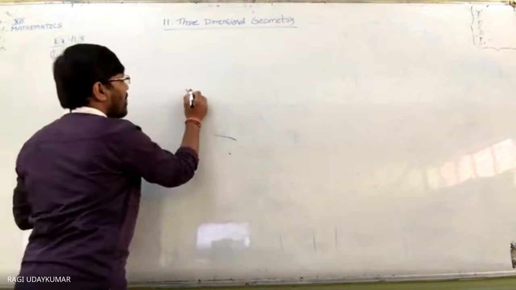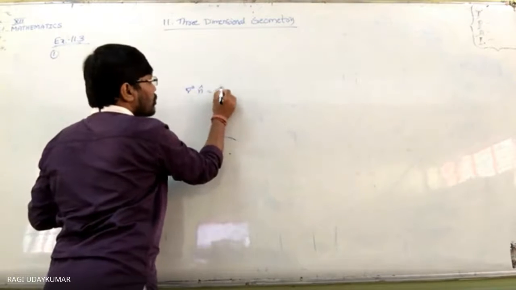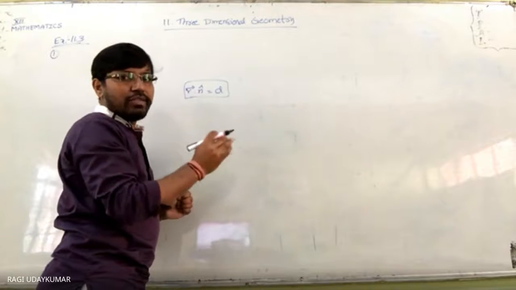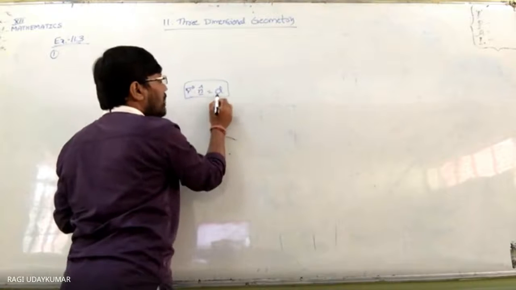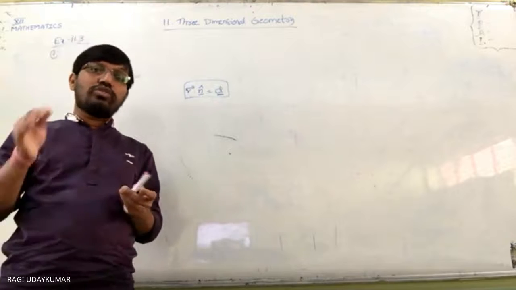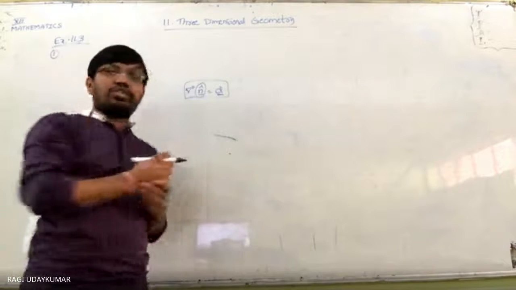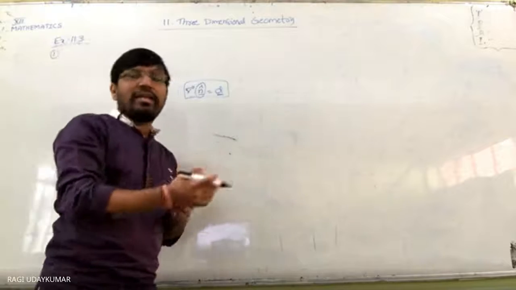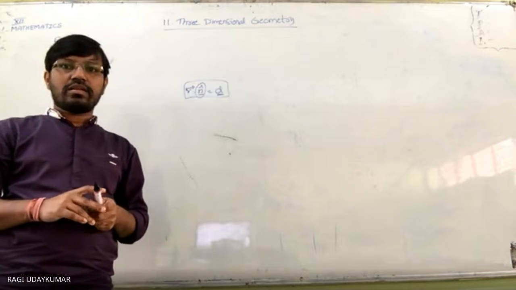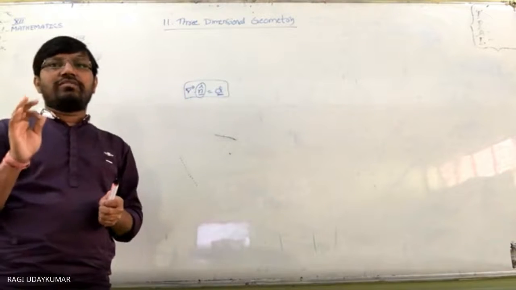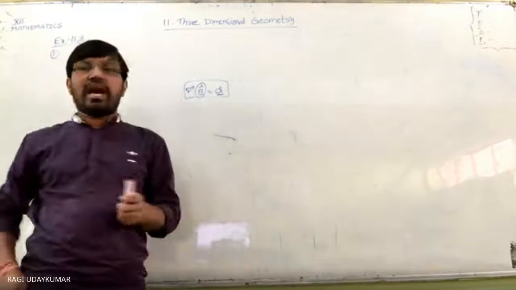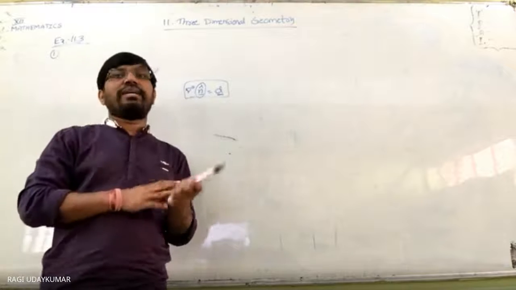So r bar dot a cap is equal to d. Here a cap is a unit vector and d is the distance. So what is given in the question? Direction cosines of the normal to the plane. This is the vector which is normal to the plane, and d is a distance. Now every equation given to you has to be expressed in this form, r bar dot n cap is equal to d.